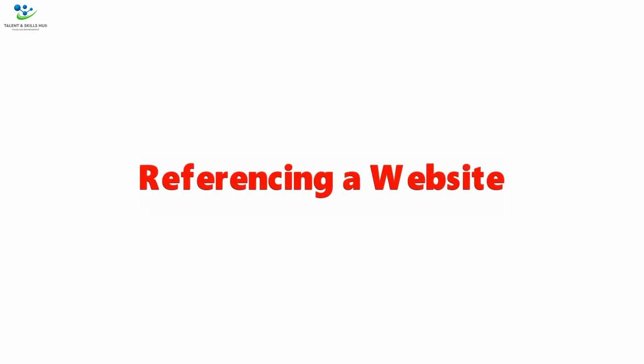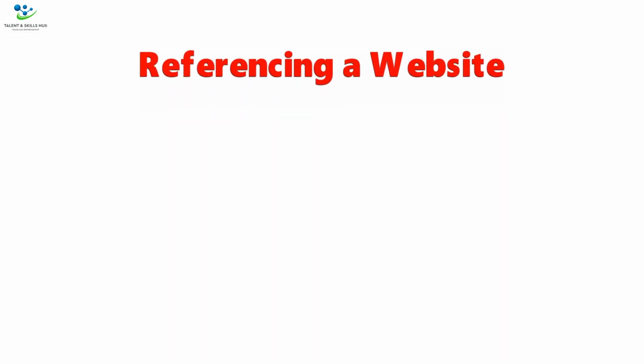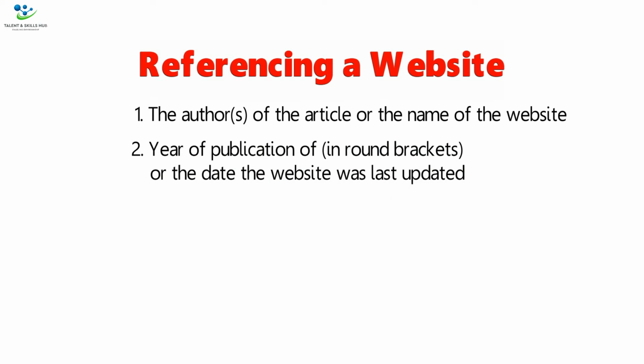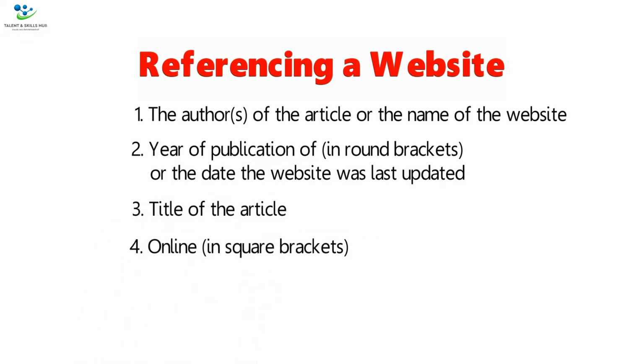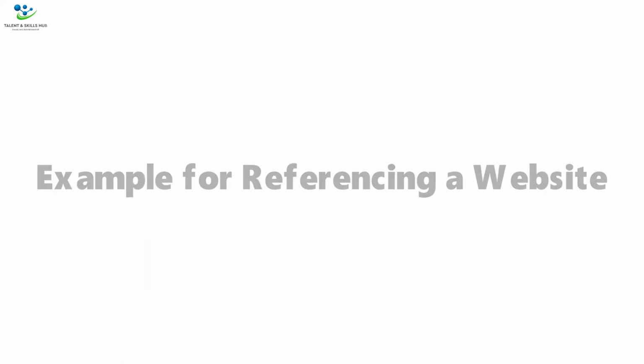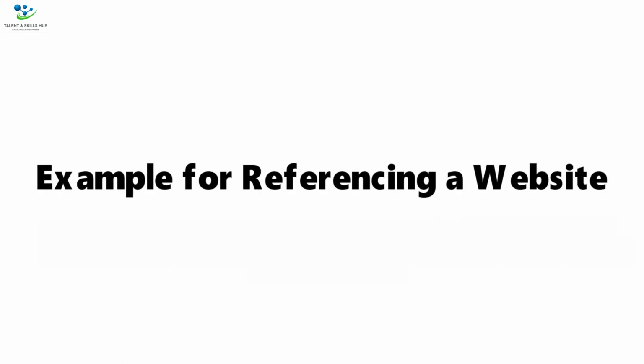Include the following details in this order. 1. The authors of the article or the name of the website. 2. Year of publication in round brackets, or the date the website was last updated. 3. Title of the article. 4. Online, in square brackets. 5. Available at, URL. 6. Access date. Example for referencing a website.